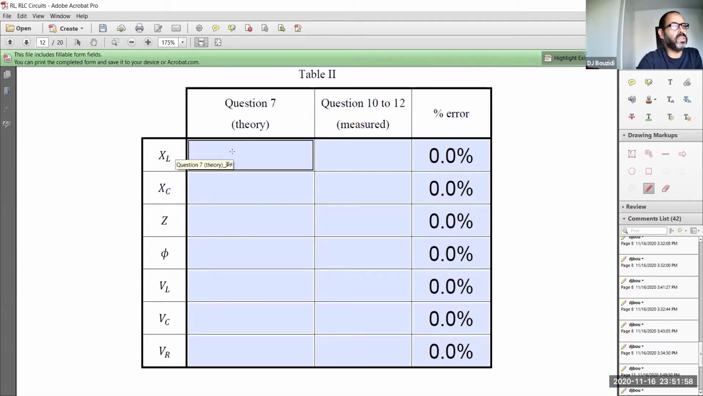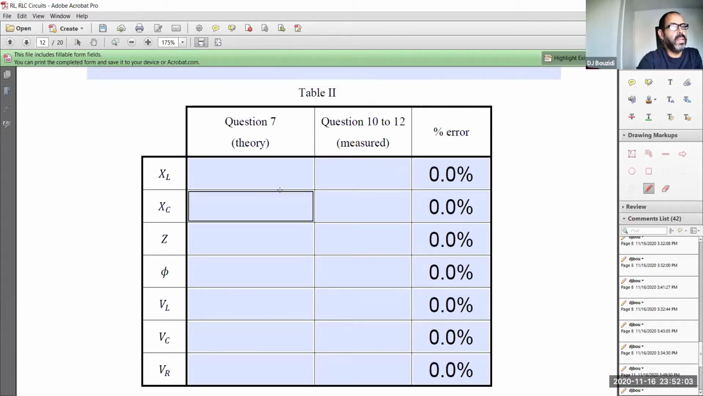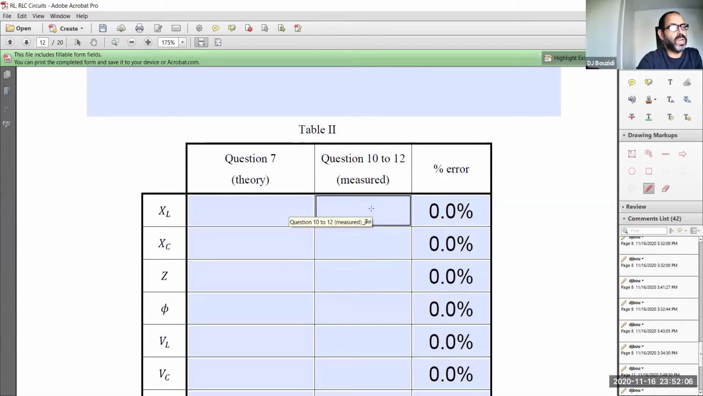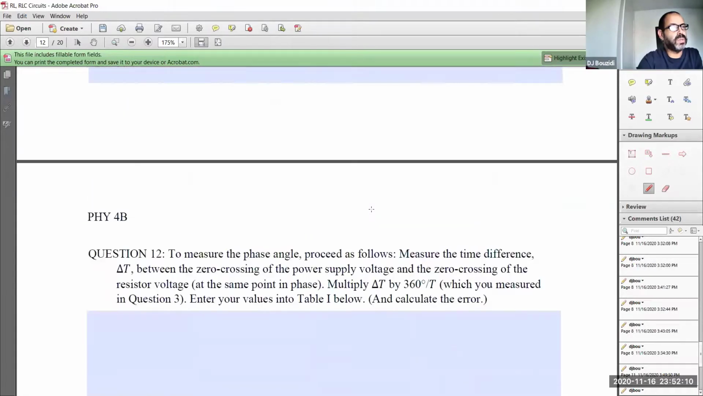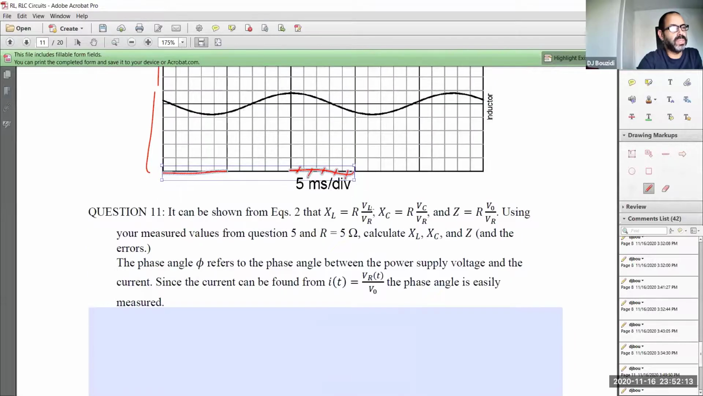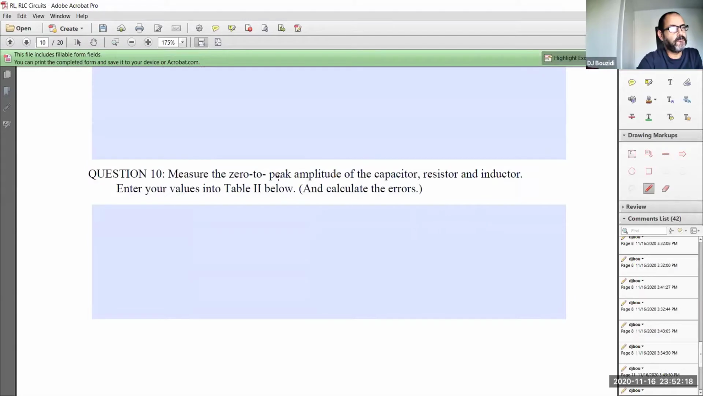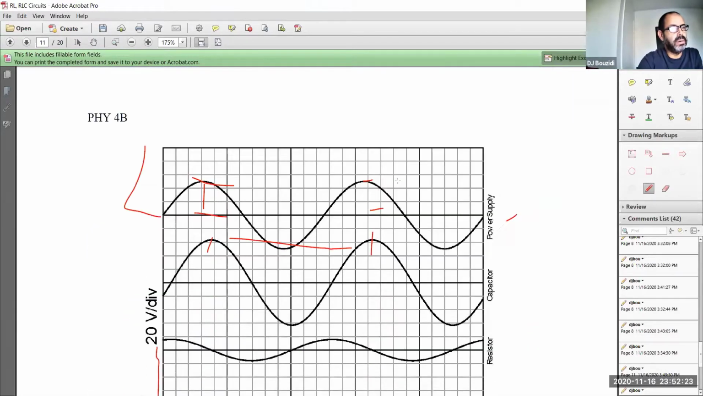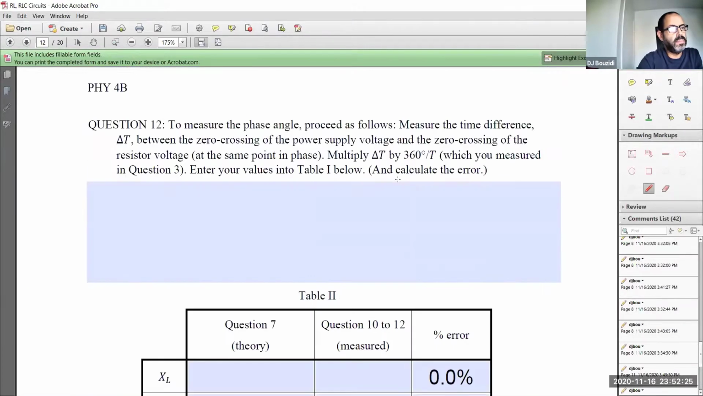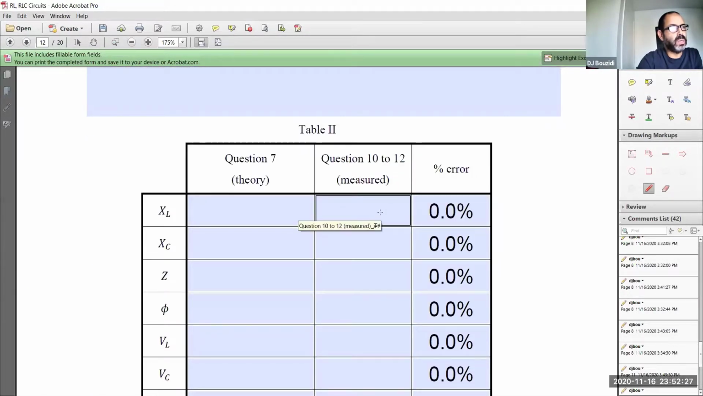First of all, I'm sorry, you should have reported from question 7 all of these answers in here. Okay? And in here, you're going to report the voltages from these questions, because this question will ask you for the voltages. Where is the question for the voltages? 0 to peak amplitude. So we're going to report that in here. For the XL, how much voltage in here? For the XC, how much voltage in here? And for the Z, how much voltage in here? Okay?